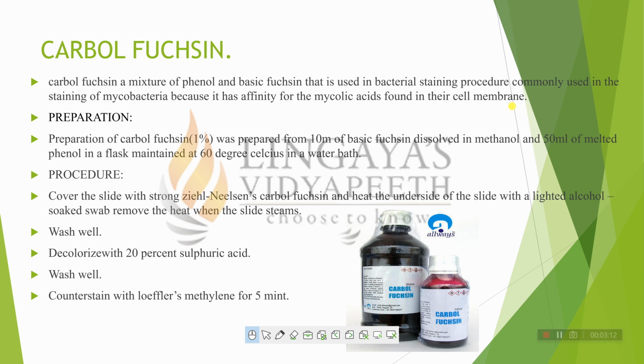So how do you perform the staining using the carbol fuchsin? You have to cover the slide with the Ziehl-Neelsen's carbol fuchsin and heat the underside of the slide with a lighted alcohol-soaked swab until the slide steams. So you have to take the slide on which you have prepared the smear of the acid-fast bacteria or any kind of sample that you have received. You have to make a smear of that on the glass slide.